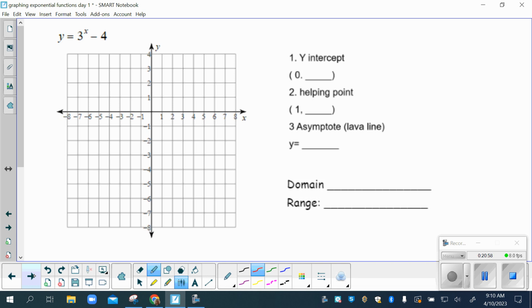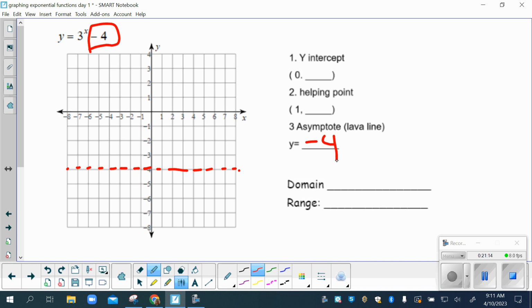So, here we go. My asymptote is right here at -4. Put your lava line in. It's not part of your graph. Be careful, it's a place you cannot go, right? So here we go. I start right there.